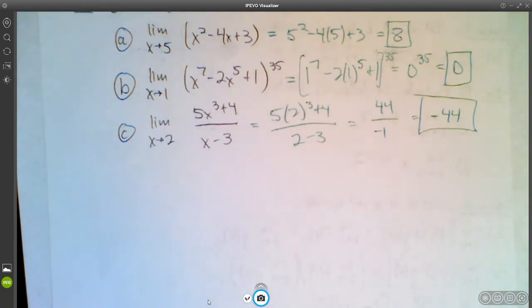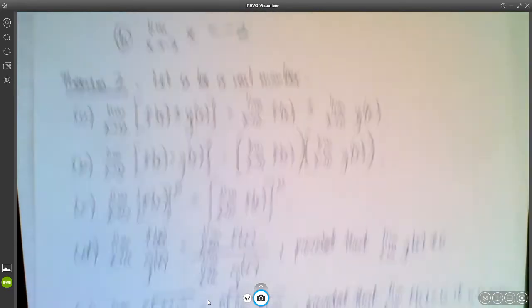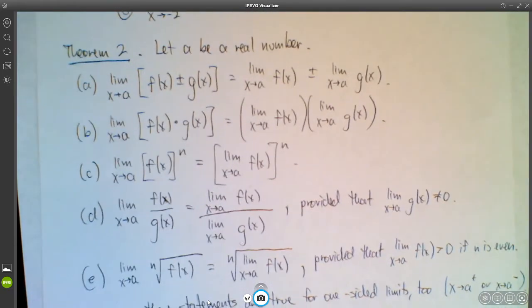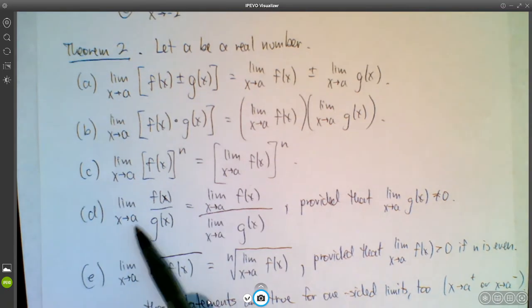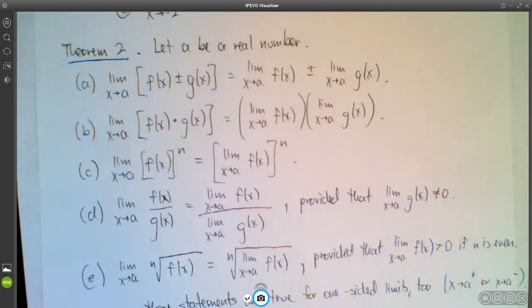Okay, so that's all there is to Theorem 2, right? It's basically just telling us that under certain conditions, you can go ahead and plug in values, just plug in this value, and that's going to be what your limit is.